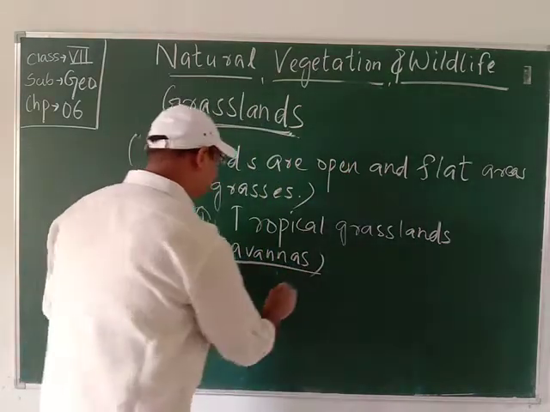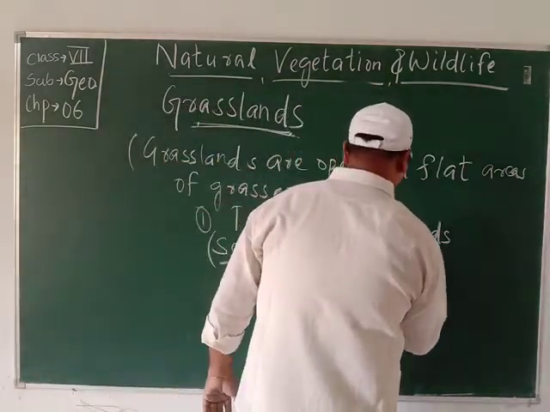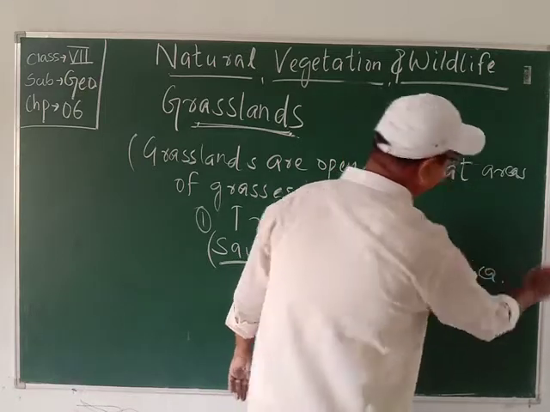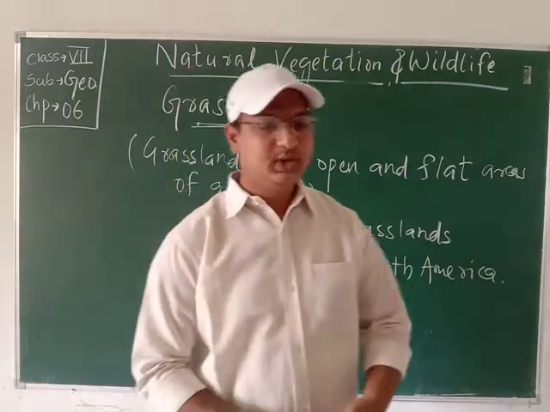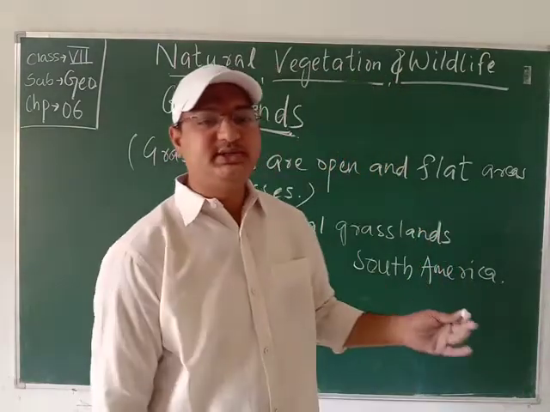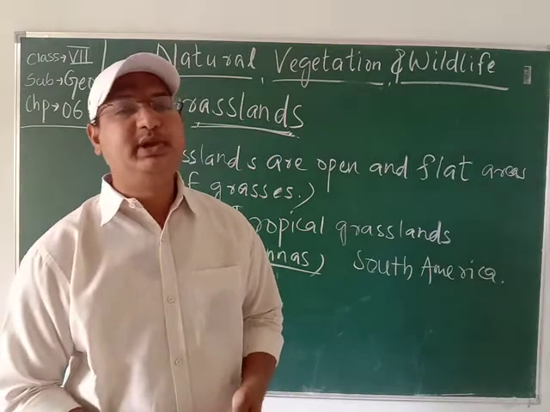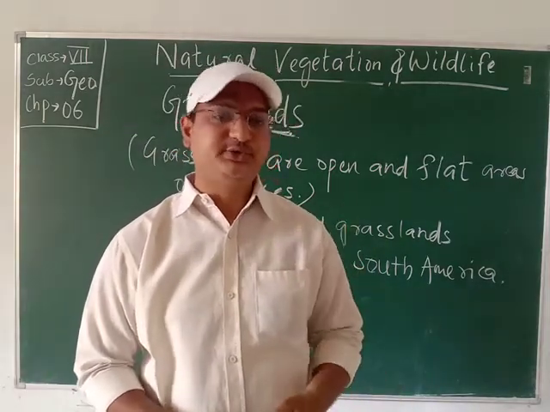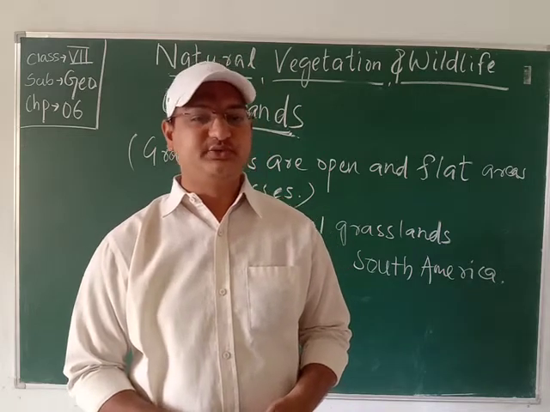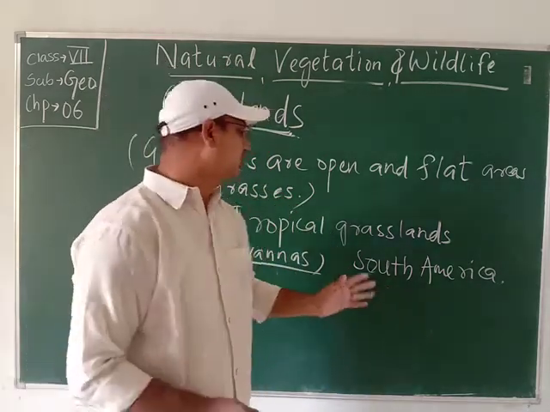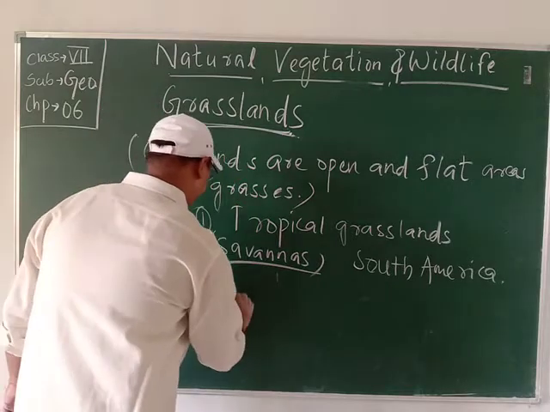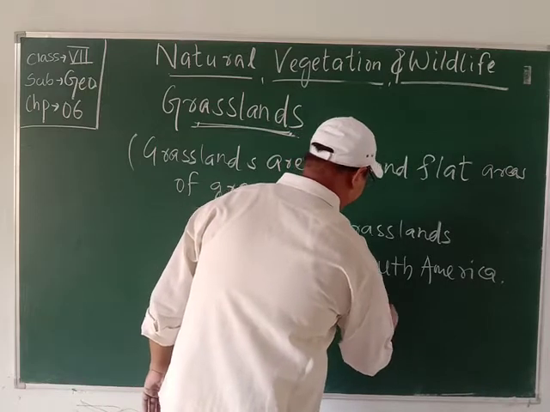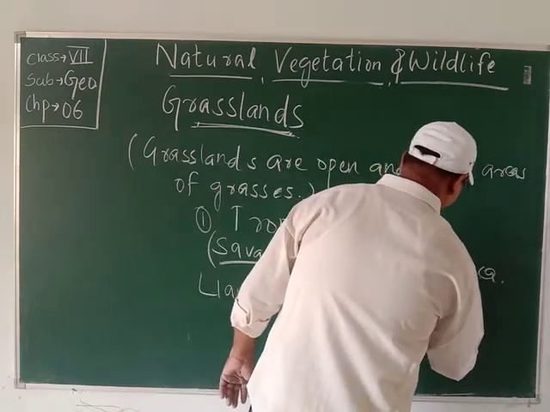Students, in South America, you can see large savannas. An example of one of the savannas is the Llanos, which means plains, located in the Orinoco River basin, not village, friends. The Llanos are north of the Amazon forest and are spread across Colombia and Venezuela.